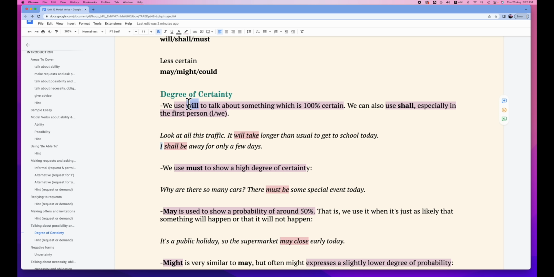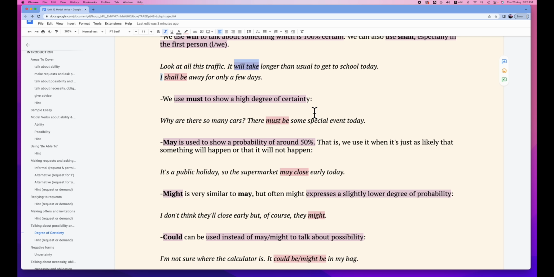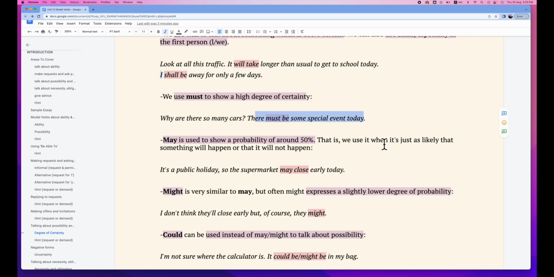For the word will, we talk about something 100% certain that is going to happen. Shall is used for the first person, like I and we. Example, it will take a longer time than usual because, take a look at the traffic. I shall be away for only a few days, so shall be is used for the subject I. Will take is talking about something 100% certain. And if you have a high degree of certainty about something that is likely to happen, we could use must. There must be some special event today. But of course, we're still not very sure.